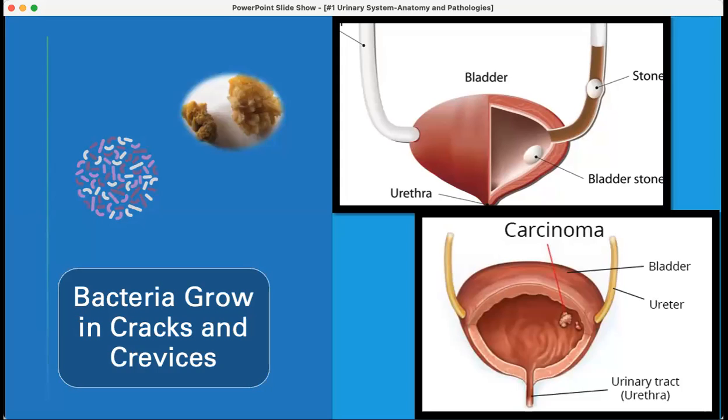So bacteria, it grows in cracks and crevices. So this is actually my depiction of the bacteria. And here's like a bladder stone. All these cracks and crevices. So the stone gets down into the bladder, that allows for that bacteria. And then carcinoma, of course, also an irregular surface.